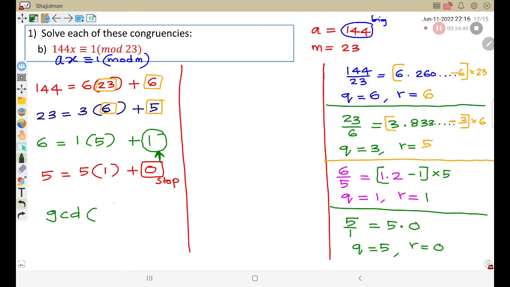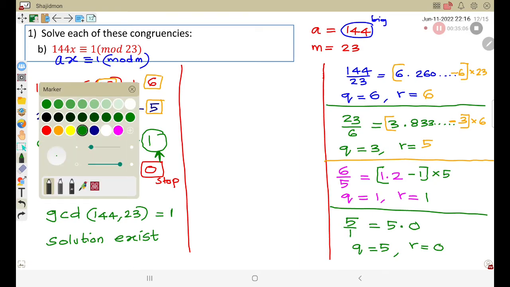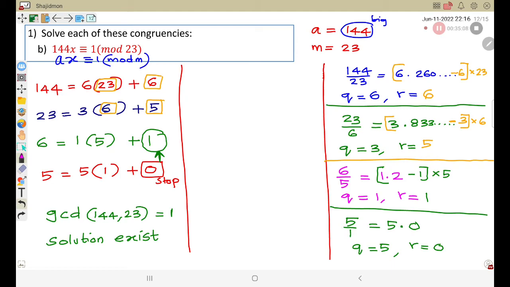GCD of the numbers A and M, that is 144 and 23, equals 1. So a solution exists, correct? They are relatively prime, so a solution exists. Okay, now as I told you, the first part is over. Now we are going to the linear combination part. So these steps we need to write in reverse order. This part also we need to write in reverse order, correct?